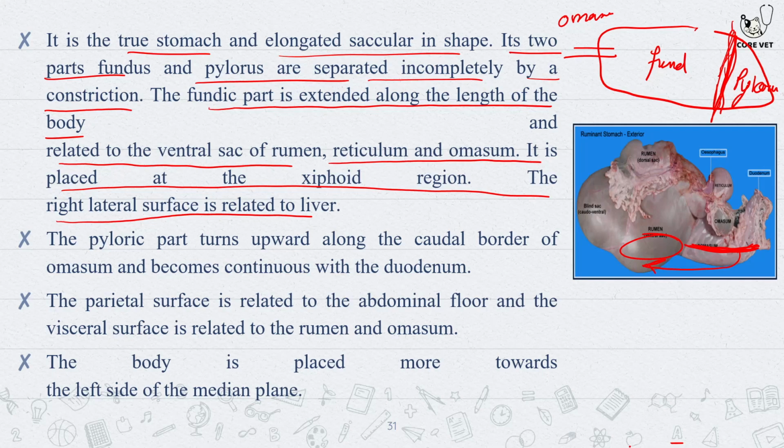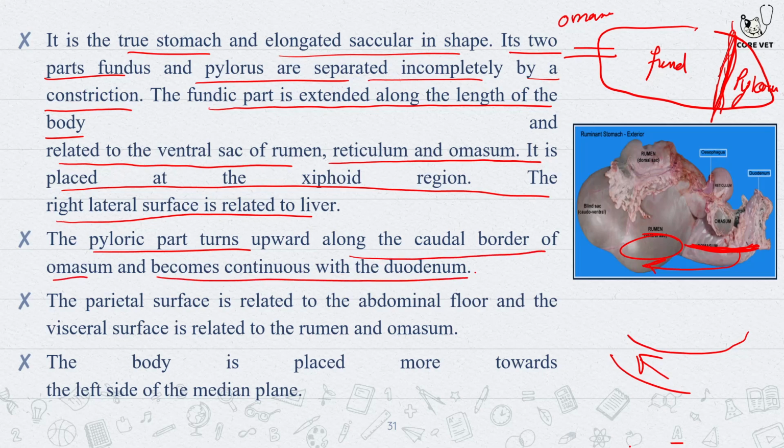Okay, now the pyloric part turns upward, and along the caudal border of the omasum becomes continuous with the duodenum. I had told you also that it will continue as the duodenum. So the parietal surface is in relation with the abdominal wall, or abdominal floor, sorry.